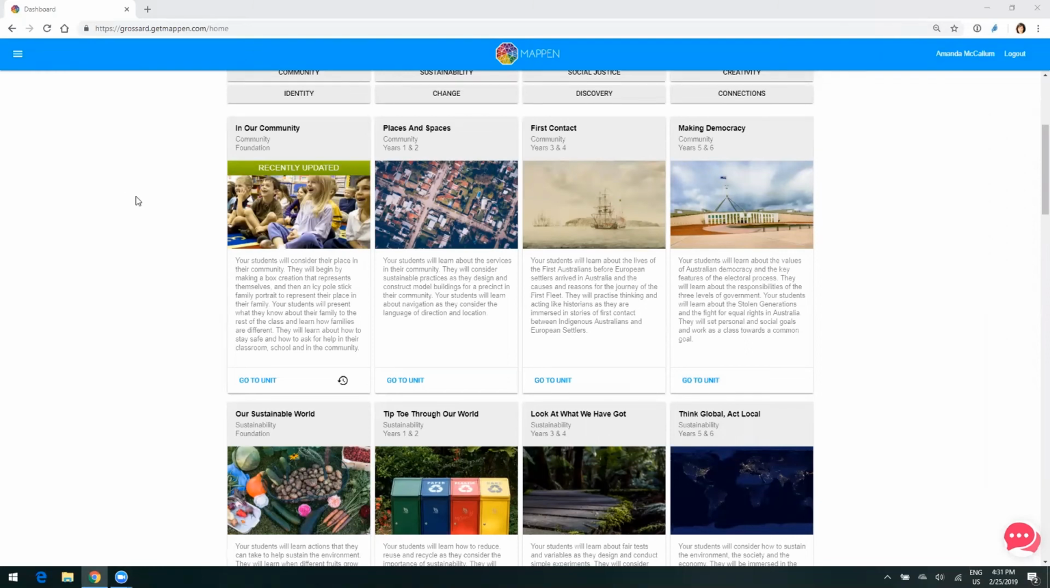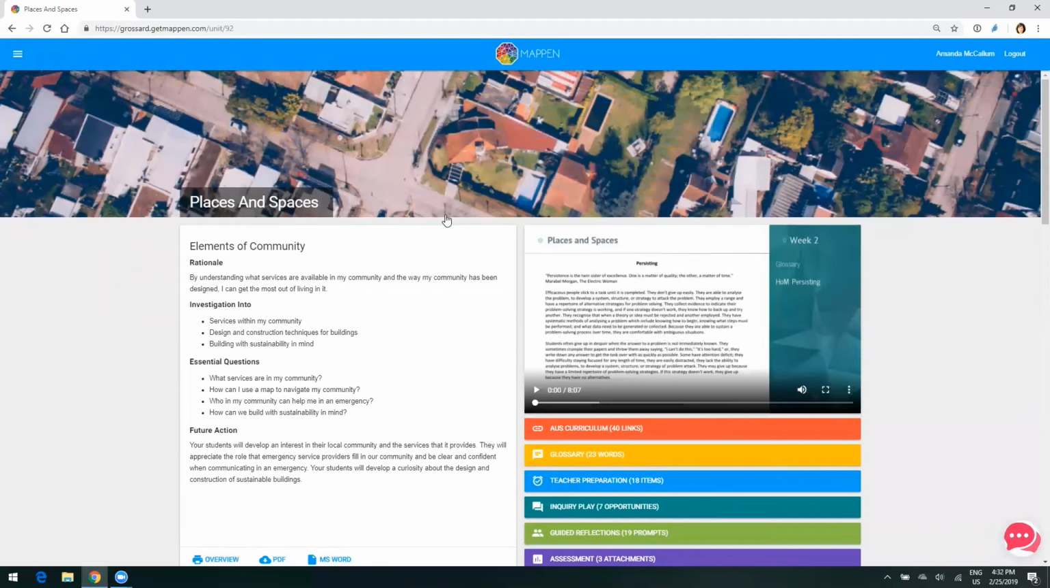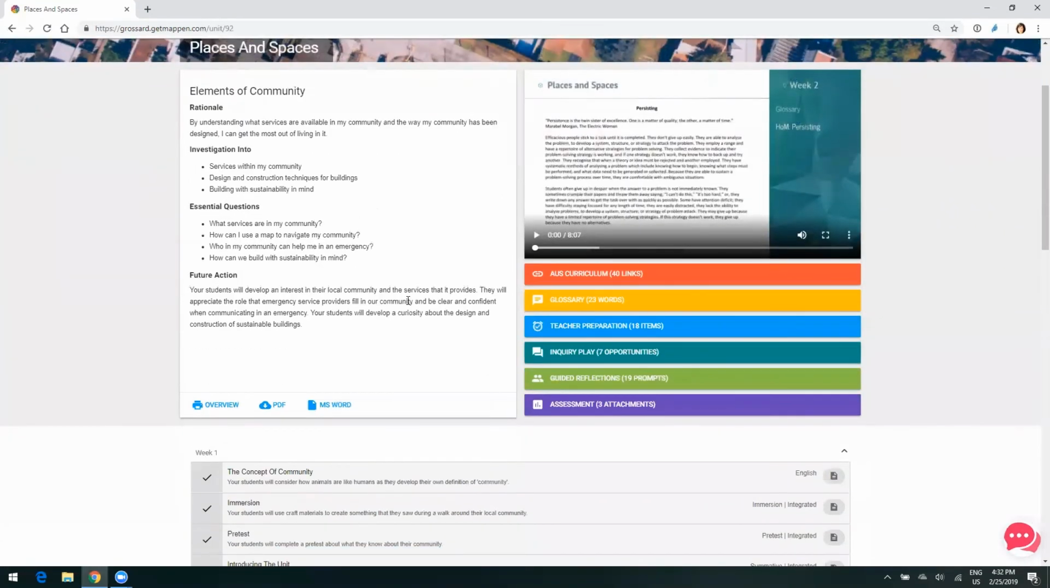Alrighty. Okay, so we're now back in a unit again. I'll move to a junior level unit now because we've been playing in a senior one. So we'll go to Places and Spaces, which is the Year 1 and 2 community unit. I'm going to move past the introduction as we've already gone through there.